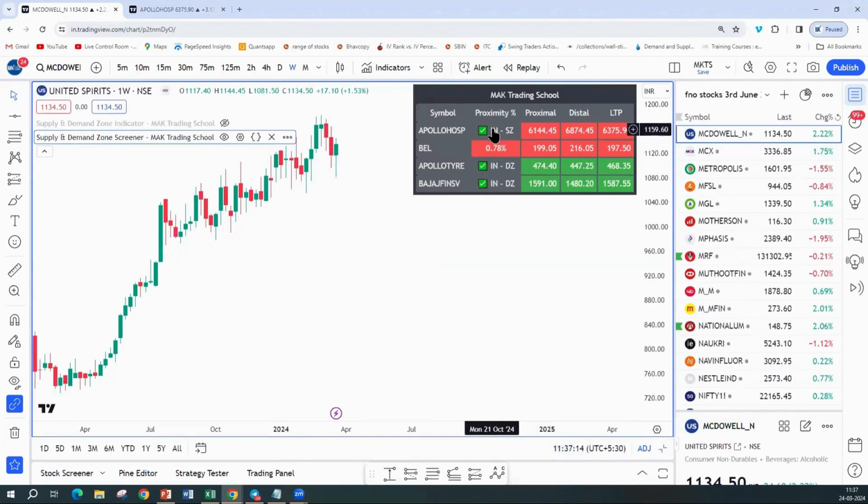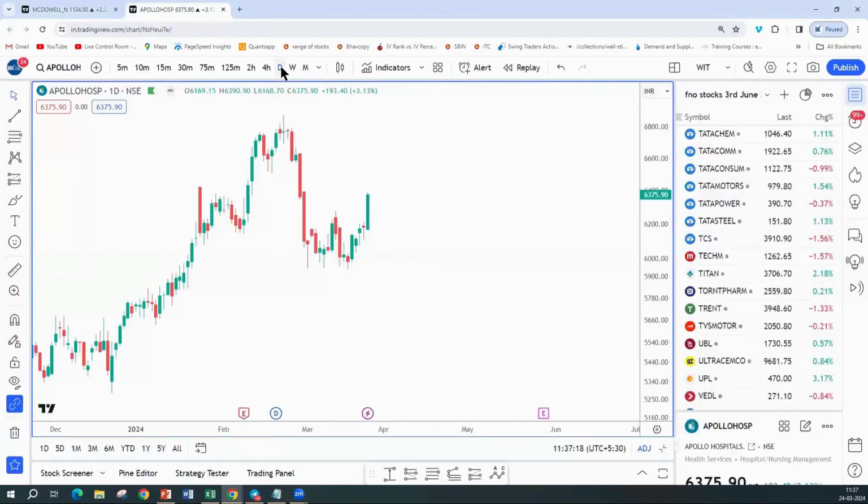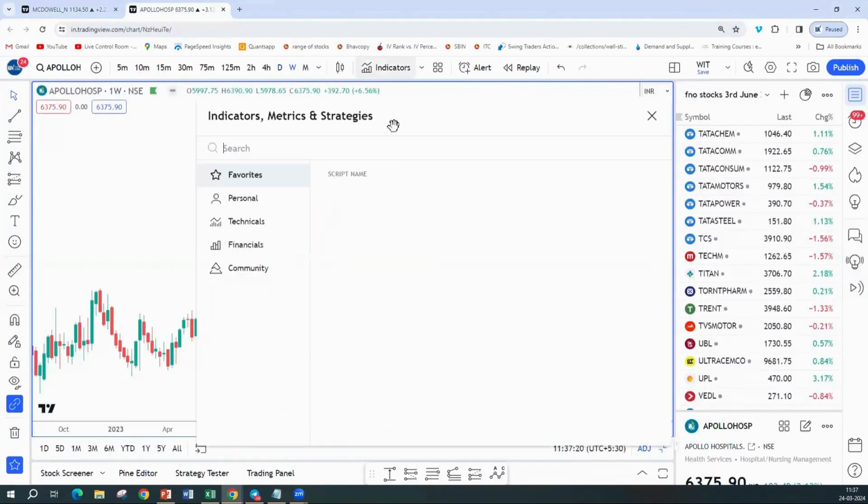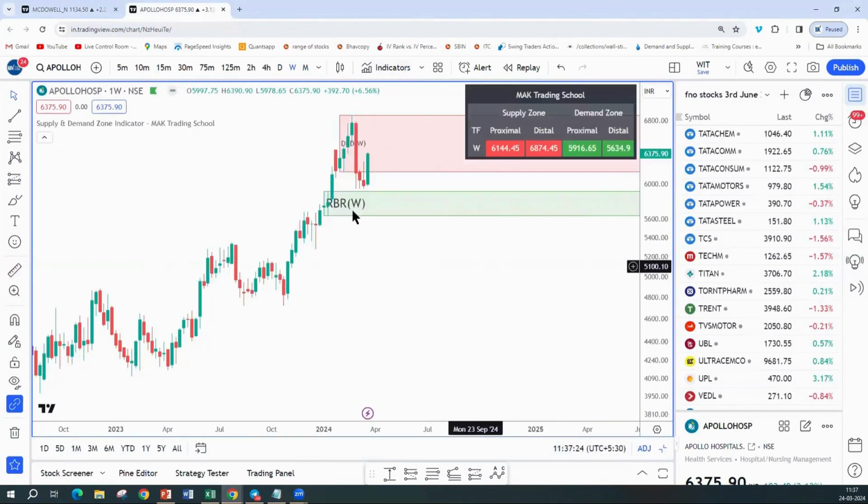Let's check on a weekly time frame. Apollo Hospitals, weekly chart. Let me apply the indicator, the supply demand zone indicator here. Can you see it is already inside a supply level. So this has told me, even if I'm planning to go long, this is inside a weekly supply. So that becomes a very, very good point for screening.